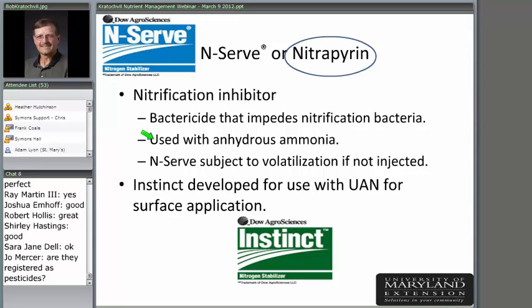the Midwest. The issue with N-Serve in our region, where we use UAN, is that N-Serve, if it was applied or somehow was on the surface of the soil, was subject to volatilization. So Dow AgroSciences actually formulated a version of nitrapyrin, they called it Instinct, that is less susceptible to that volatilization process that occurs. So Instinct is the nitrapyrin that is used in this region with UAN.